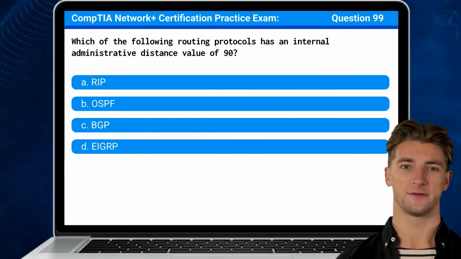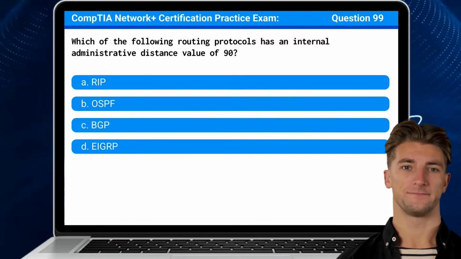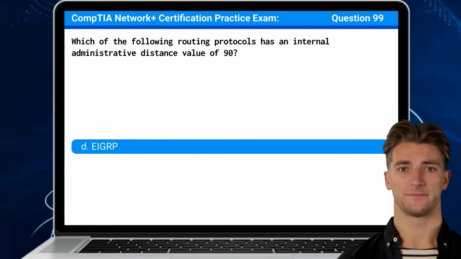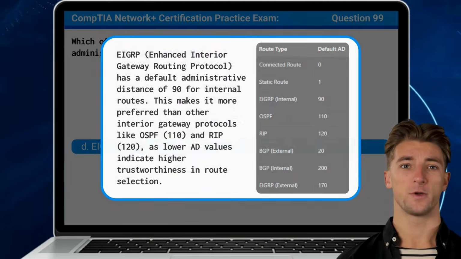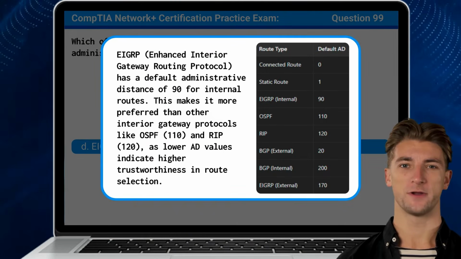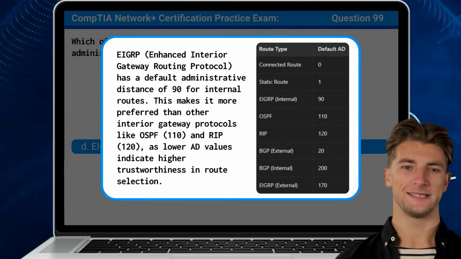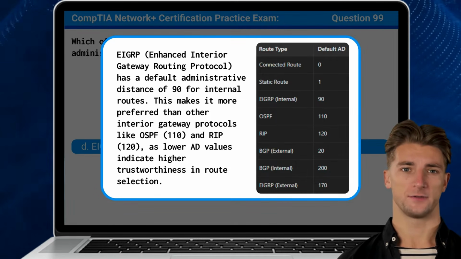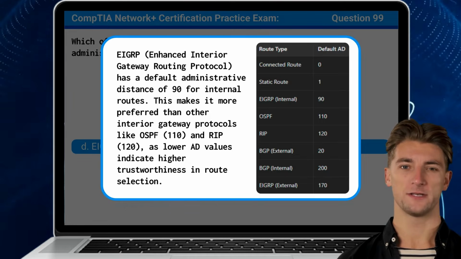Question 99. Which of the following routing protocols has an internal administrative distance value of 90? The answer is D. EIGRP. EIGRP, or Enhanced Interior Gateway Routing Protocol, has a default administrative distance of 90 for internal routes. This makes it more preferred than other interior gateway protocols like OSPF and RIP, as lower AD values indicate higher trustworthiness in route selection.